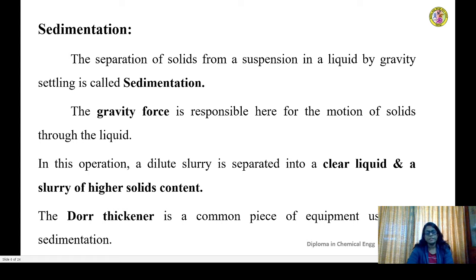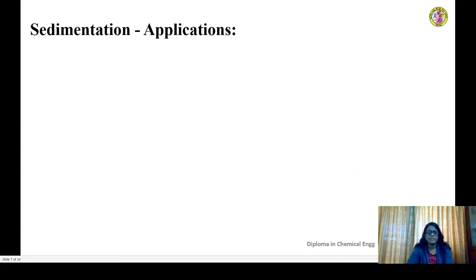The equipment in which sedimentation is carried out is called a thickener, and a Dorr thickener is that type of sedimentation equipment in which continuous sedimentation is carried out to separate solids from liquids. We will study the Dorr thickener, its construction, operation and applications in further discussion. That is all about the introduction to sedimentation. Let us now have a look at the important applications of the sedimentation operation.